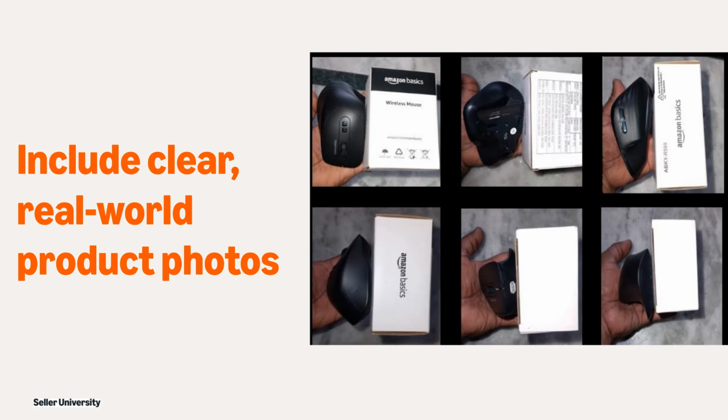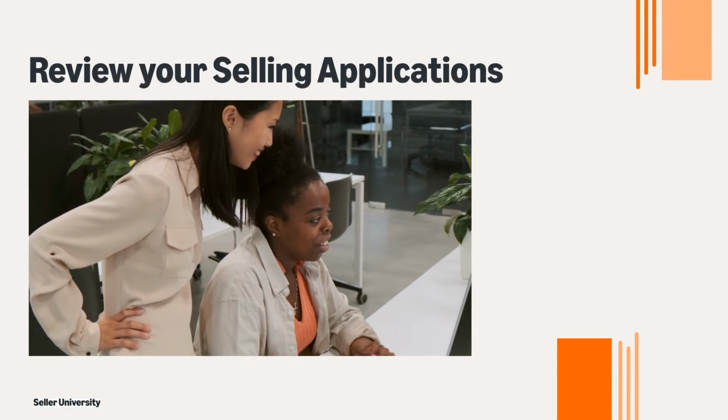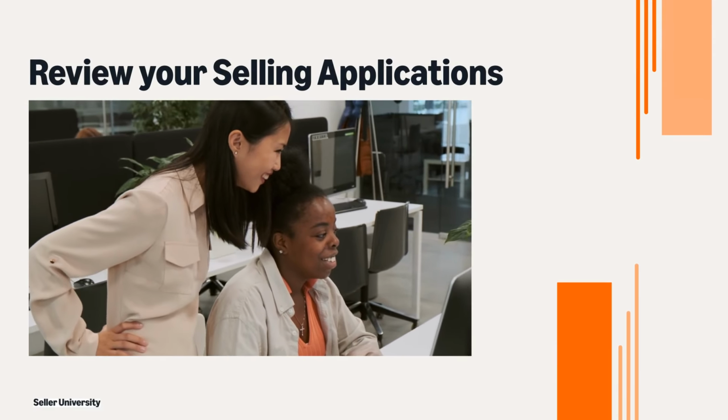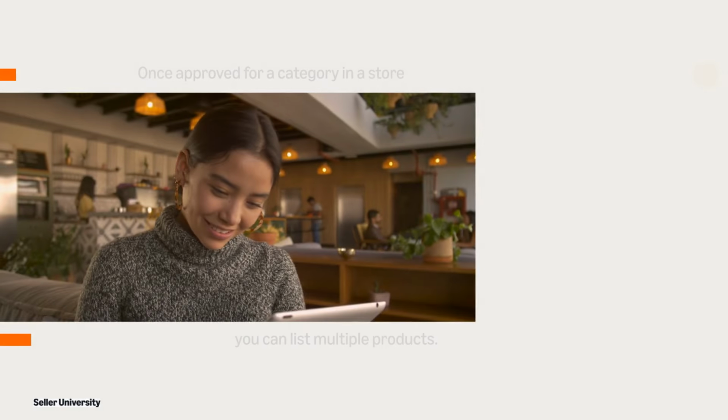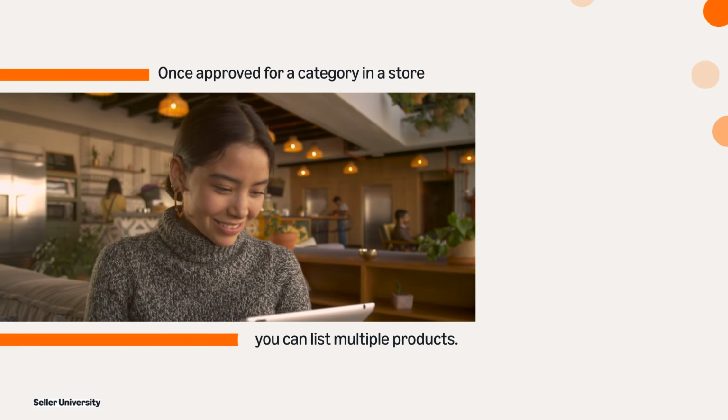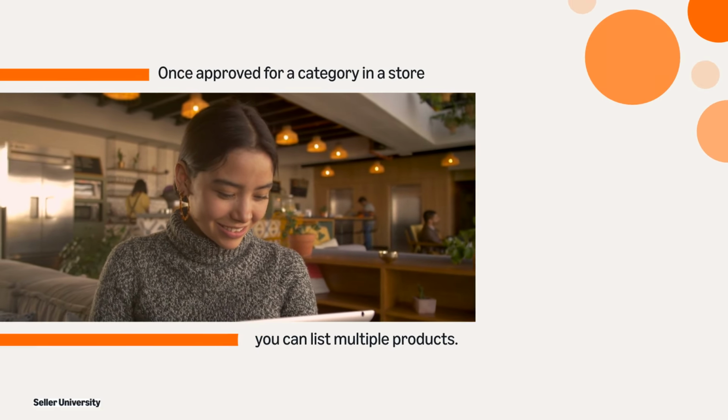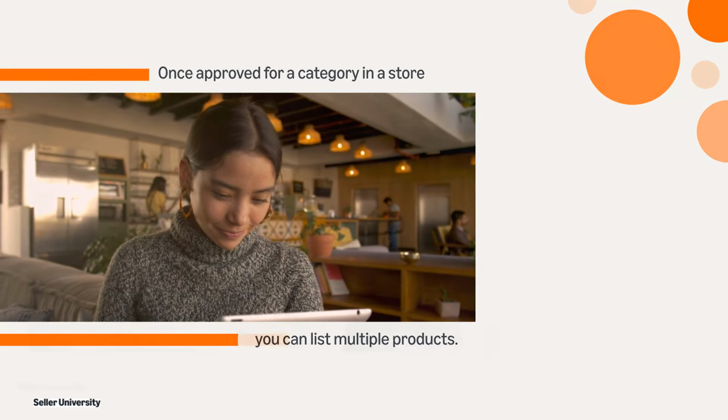Make sure your application includes clear, high-quality, real-world photos of all sides of your product, with the same brand name you provided in your application permanently affixed to the product or packaging, to reduce the chances of your application being rejected. You can check the status of your applications on the View Selling Applications page. Once approved for a category in a store, you can list multiple products within that category without additional exemptions.